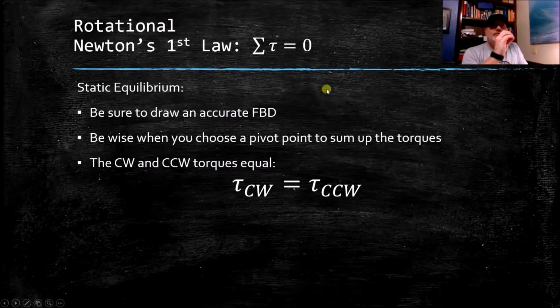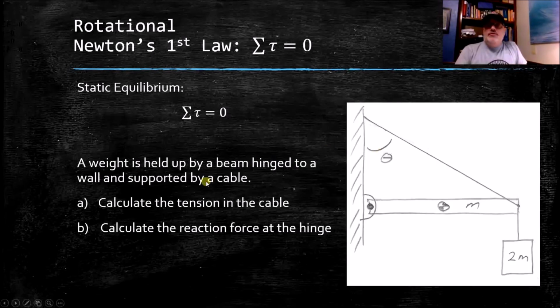So whenever you have a situation where an object is sitting still, all the torques anywhere on that object must cancel out. So be sure to draw an accurate free body diagram and be wise about where you pick your pivot point. You can choose it wherever you want since it's not rotating. And if you choose it where some forces cross through, then you'll eliminate their torque from the equation. Just make sure that all the clockwise and counterclockwise torques always add up to be equal to each other and cancel out. So here's an example.